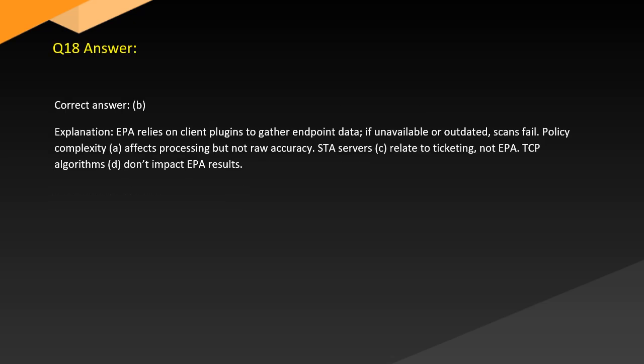Answer. Correct answer: B. Explanation. EPA relies on client plugins to gather endpoint data. If unavailable or outdated, scans fail. Policy complexity (A) affects processing but not raw accuracy. STA servers (C) relate to ticketing, and TCP algorithms (D) don't impact EPA results.